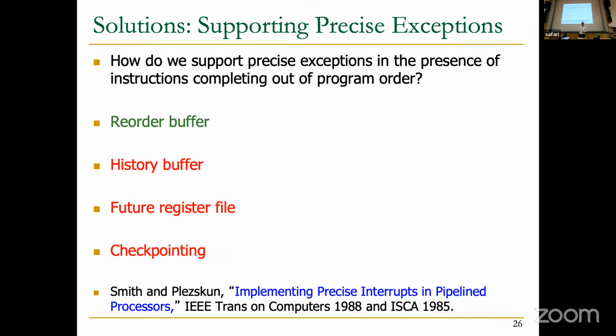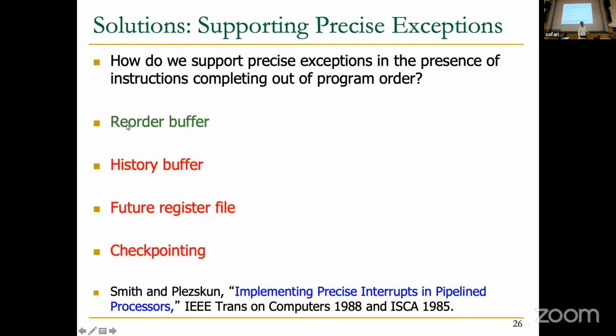So that's why we're going to talk about supporting precise exceptions in better ways. The key question we're trying to answer is, how do we support precise exceptions in the presence of instructions completing out of program order? This is going to become exacerbated when we talk about out of order execution, which is going to do other things. But there are 4 major solutions to this problem.